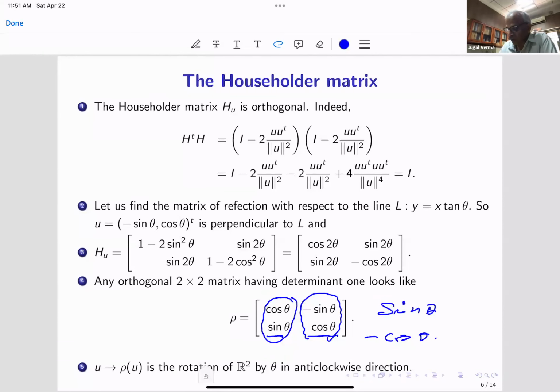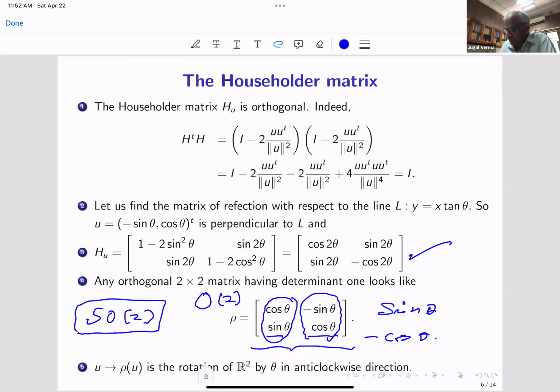This distinguishes between orthogonal matrices by their determinant. So if the determinant is minus one, it will look like this matrix. If the determinant is one, then it is a matrix of rotation. You can check that this matrix, when acting on vectors, rotates vectors in the anticlockwise direction by an angle theta. So therefore we have understood what the elements of SO2 are. These are orthogonal matrices of determinant one, and they represent rotations of the plane. And if I take an orthogonal matrix which is in O2 but not in SO2, then it is going to represent a reflection with respect to some line.